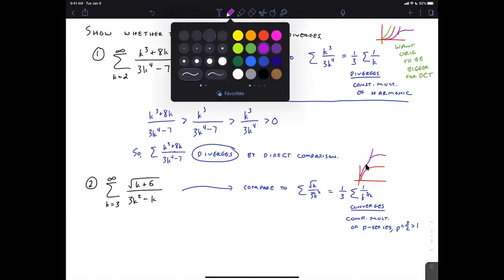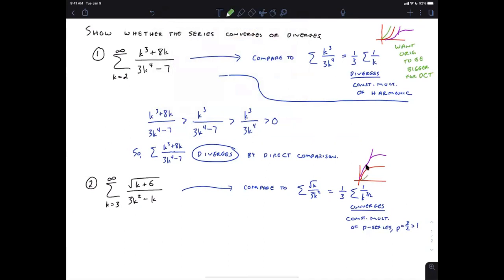If it's smaller, then because it's positive, the only way for it to diverge is to go to infinity. But if it's smaller than the red one that converges, it can't possibly go to infinity. It has to level off. It cannot bounce, because we don't have any negative terms. It also cannot go to negative infinity because it doesn't have any negative terms. So for the direct comparison, since this converges, we want the original to be smaller for the direct comparison test.